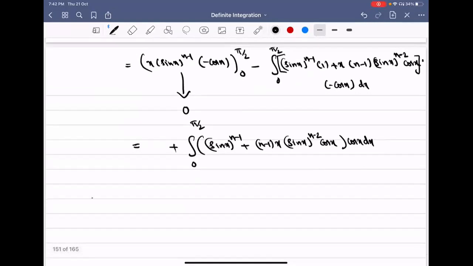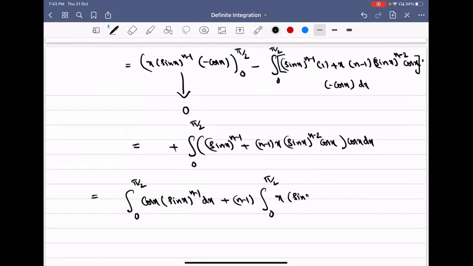Now, if you open the bracket, this becomes integration of 0 to pi by 2 of cos x into sin x power n minus 1 dx, plus n minus 1 into integration of 0 to pi by 2 of x into sin x power n minus 2 into cos square x dx.